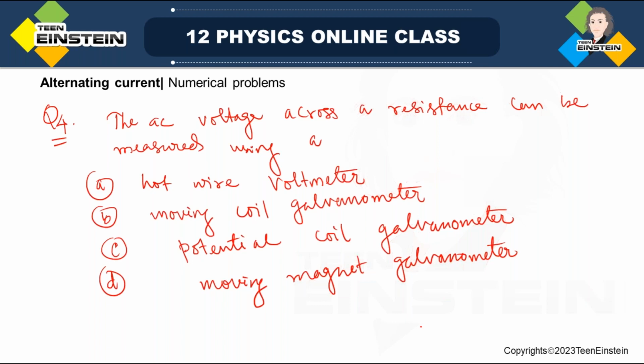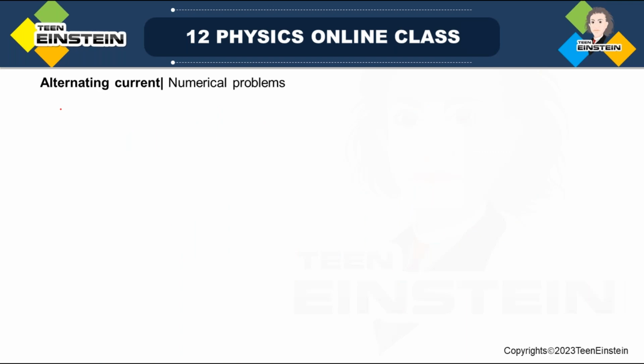Okay, so these are the options. You have to find out the answer for this. In the case of AC, the moving coil galvanometer will not be applicable. The moving iron, the potential coil galvanometer also will not be applicable. The moving magnet also will not be applicable. Only the hot wire voltmeter will be applicable to measure the voltage across a resistor. Okay, now the next question we will be discussing.